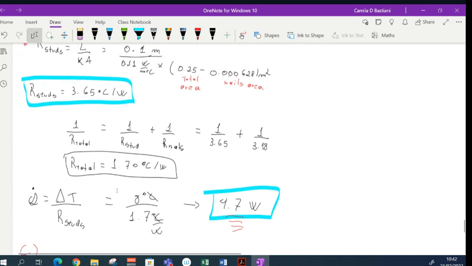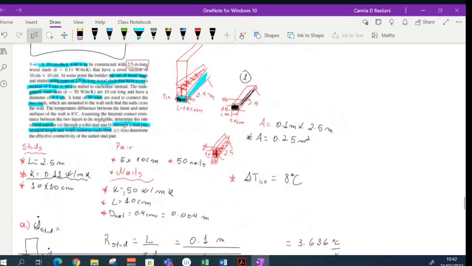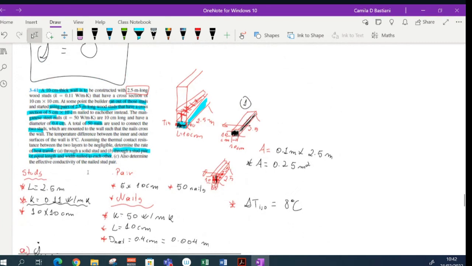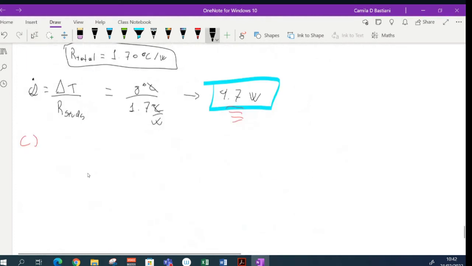And the last thing they're asking us to calculate is also determine the effective conductivity of the nailed stud pair. So they want to know the effective conductivity, the K effective. I can refer back to my Fourier law for heat transfer. That's Q is equal K, in this case, my effective K, multiplied by my area, delta T divided by L. That's the same equation used in linear conduction, isn't it? I want to find the K effective.